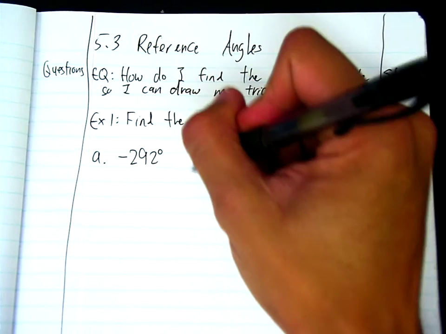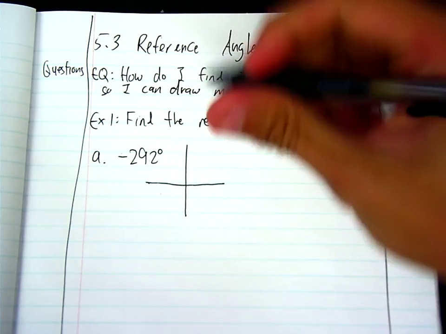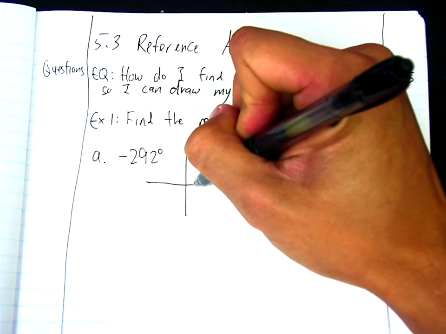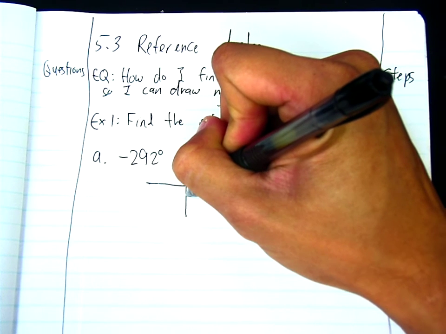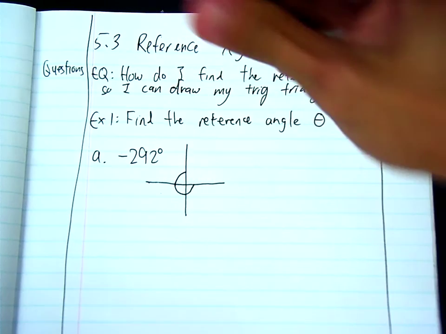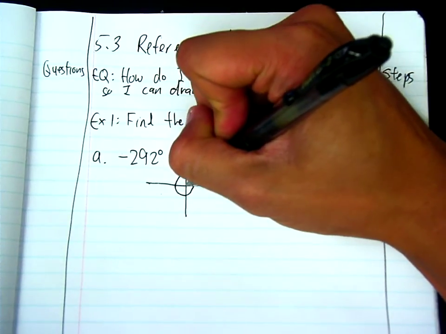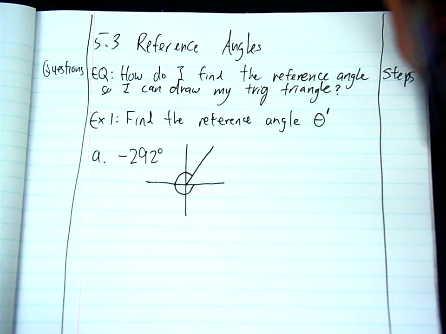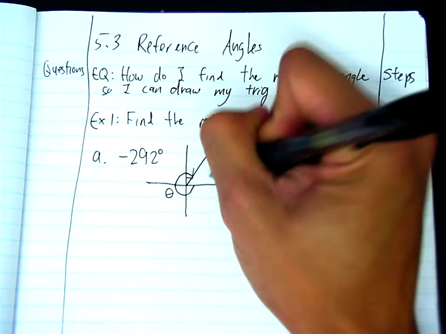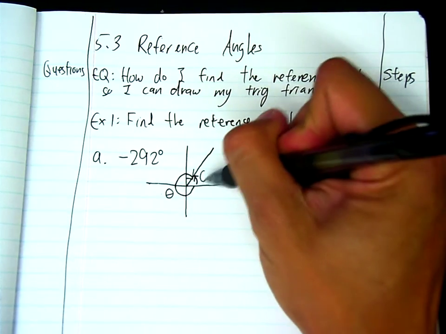You know how to draw angles roughly, so I'm going to start. Negative 292, there are several ways to figure this out, and I'm going to show you my way. I went negative 90, negative 180, negative 270, and I need to go to negative 292. Since I went negative 270, I'll have to go 22 more degrees. From here to here is theta.